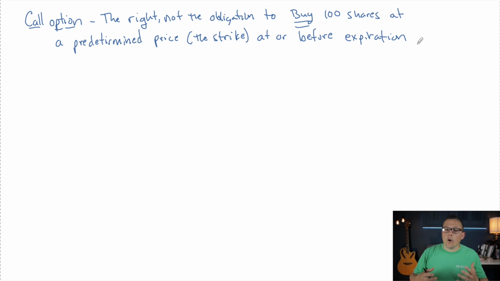All right, so let's define what a call option is. It is the right, not the obligation, to buy 100 shares at a predetermined price. Now, we call this price the strike price, and we can get into that a little bit further into the video, at or before expiration, okay? So here's the first place that we see buy.